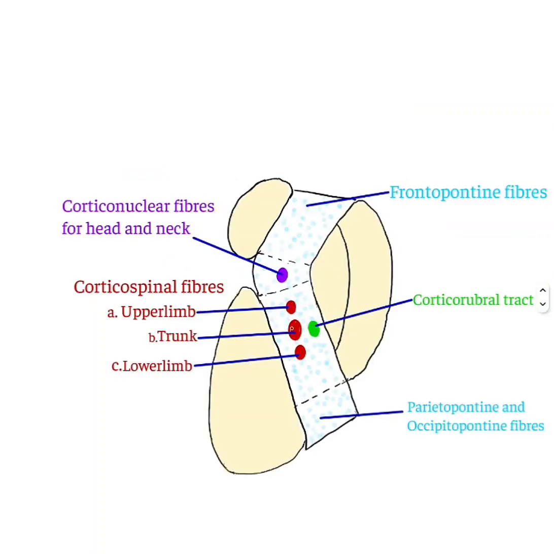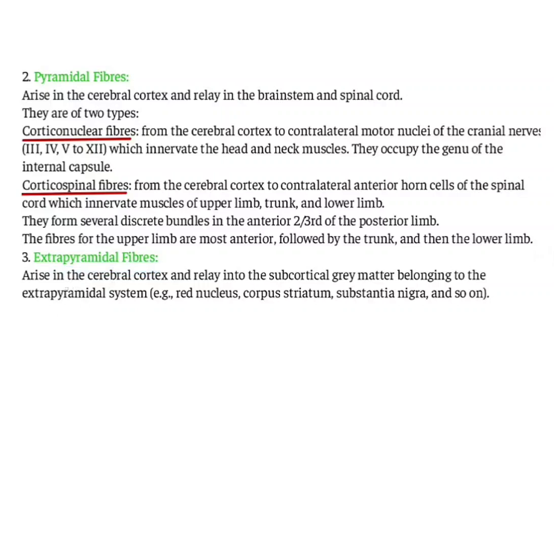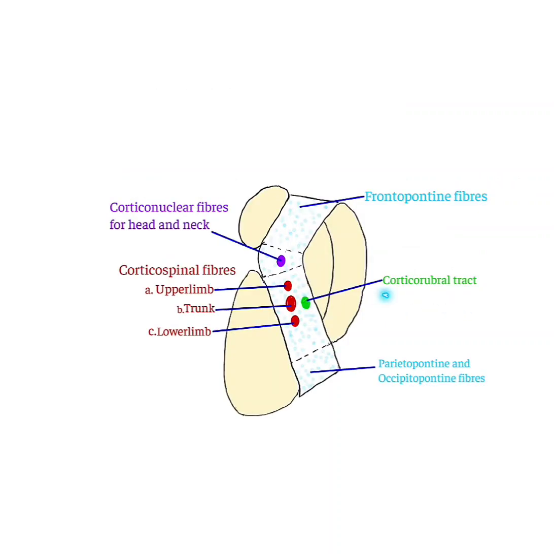First upper limb, then trunk, and then lower limb. Extrapyramidal fibers arise in the cerebral cortex and relay into the subcortical gray matter belonging to the extrapyramidal system. Example: red nucleus, corpus striatum, substantia nigra, and so on. Corticorubral tract: these are extrapyramidal fibers.